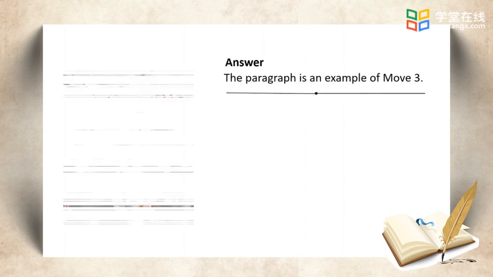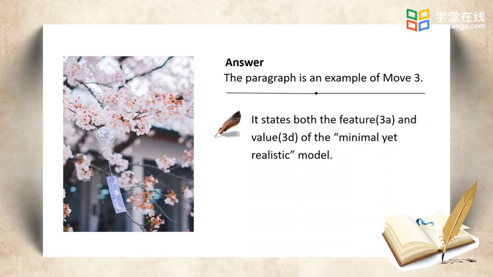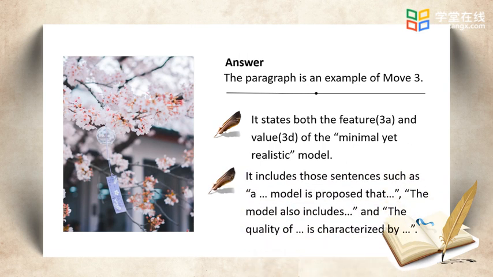Answer. The paragraph is an example of Move 3. It states both the features 3A and value 3D of the minimal yet realistic model. It includes those sentences such as, a model is proposed that, the model also includes that, and the quality of is characterized by. The sentences are descriptive.